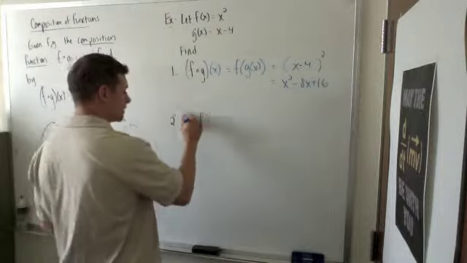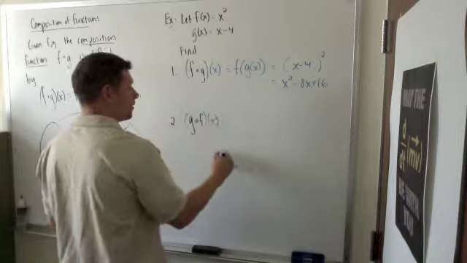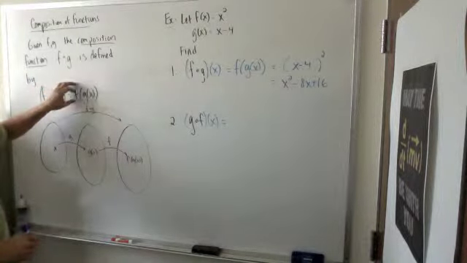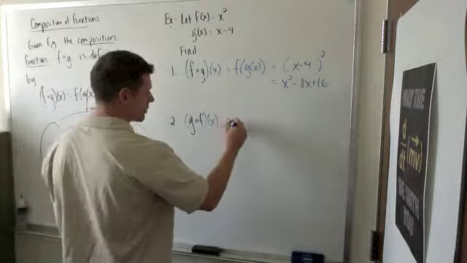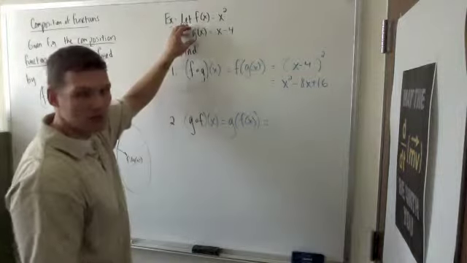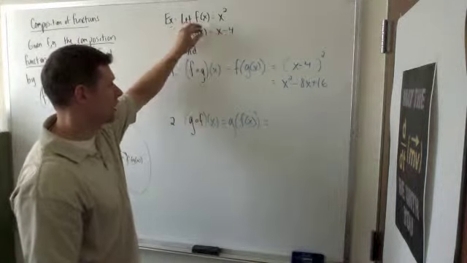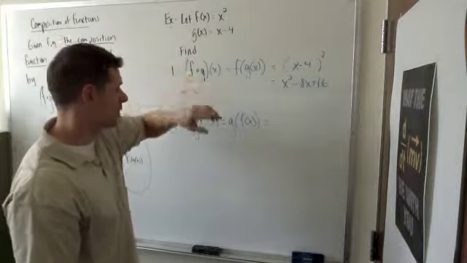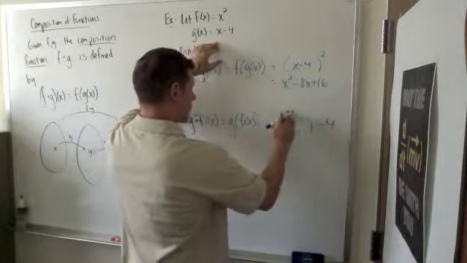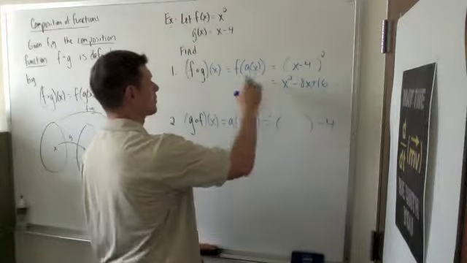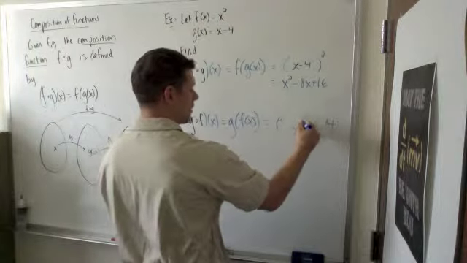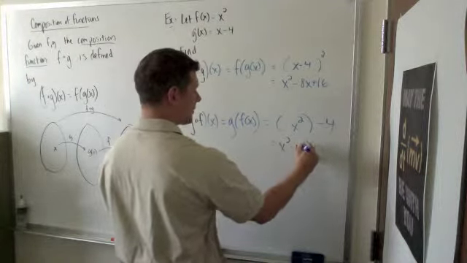Let's do g of f. Okay? Well, according to this rule, g of f equals g of f of x. So this will be g of f of x. Well, g of stuff is stuff minus 4. G of 9 is 9 minus 4. G of 10 is 10 minus 4. G of anything is anything minus 4. What's my anything in this case? It's f of x. What's f of x? X squared. So the answer is x squared minus 4.